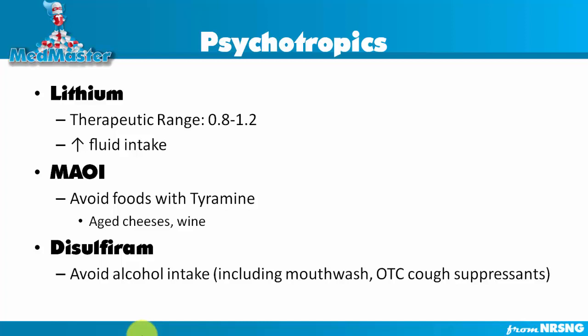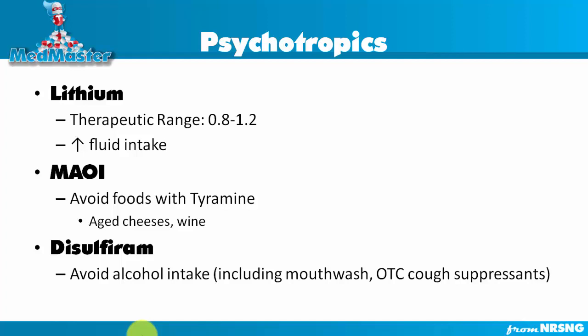You're also going to want to increase fluid intake when a patient is taking lithium. With MAOIs, monoamine oxidase inhibitors, the number one thing to keep in mind is to avoid foods that are high in tyramine. Now, prior to nursing school, you probably never even heard of tyramine. That's okay. Tyramine can be found in things like aged cheeses, wine, pickled meats, things like that. So just avoid foods that are high in tyramine. It can be detrimental to the patient if they're taking MAOIs and eating foods like this.